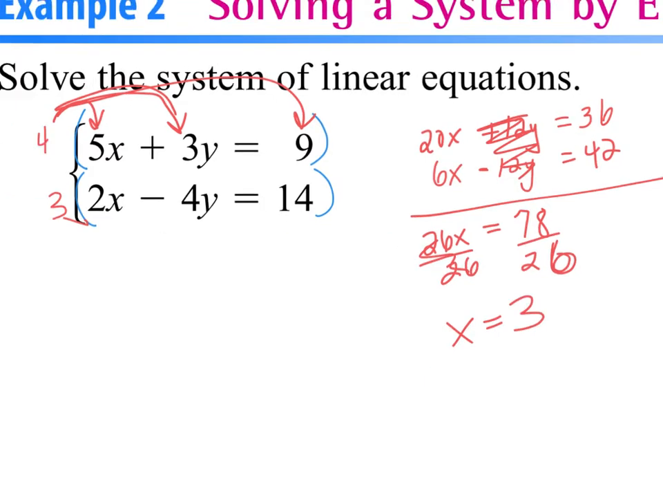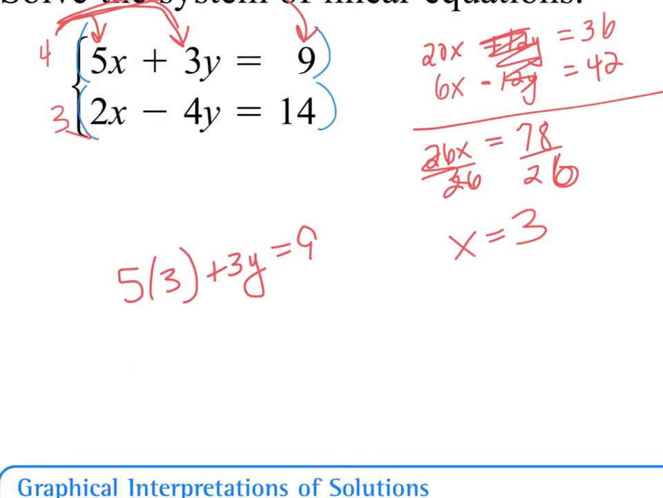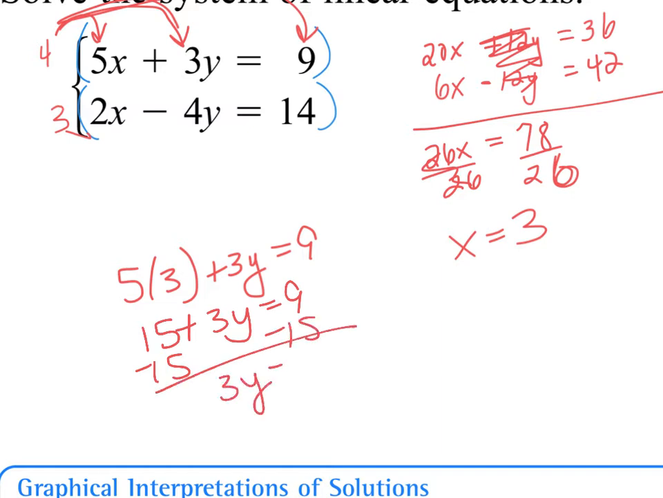x equals 3. Okay. So now that I found x equals 3, how do I find out what y equals? Plug it back in, into whichever one you want. I'm going to plug it back in the top because there's no negatives. So 5 times 3 plus 3y equals 9. So 15 plus 3y equals 9. Minus 15 from both sides. 3y equals what? What's 9 minus 15? Negative 6. And then divide by 3, so y equals? Negative 2. And how do we know we're right? What would we do? Plug it back in.